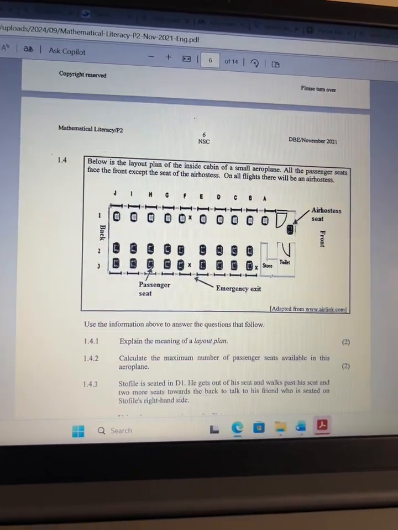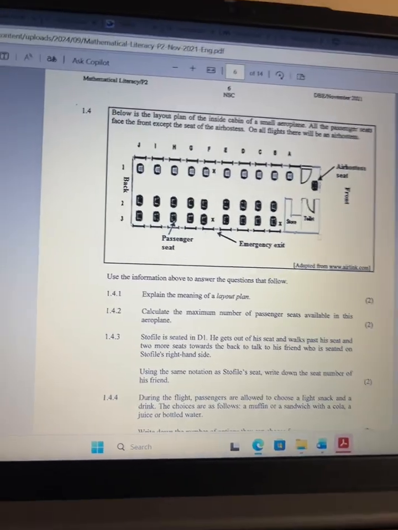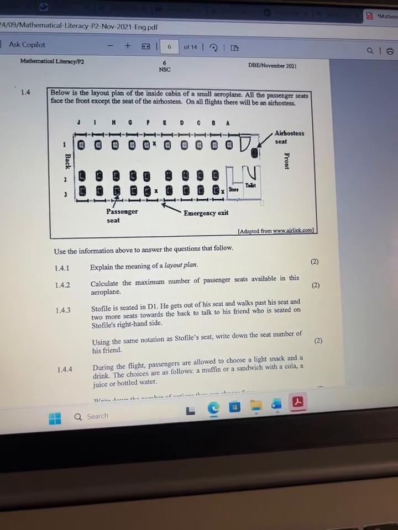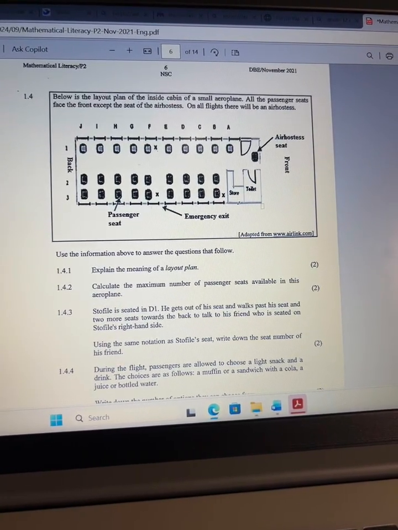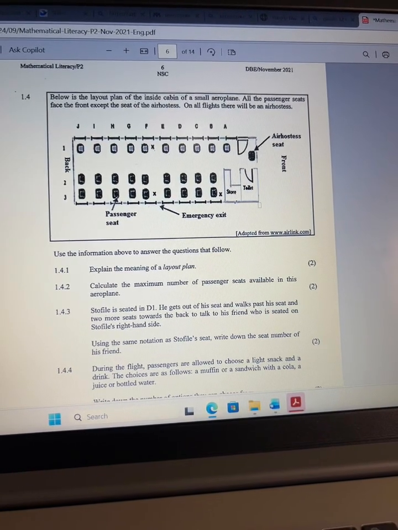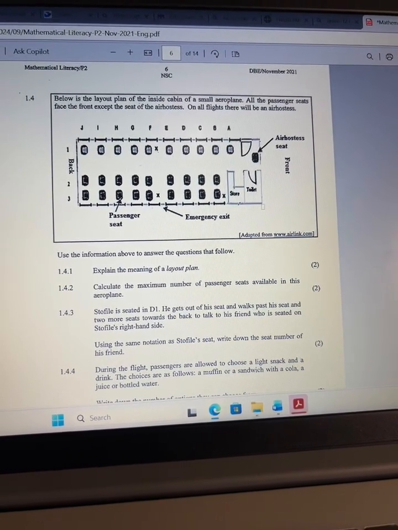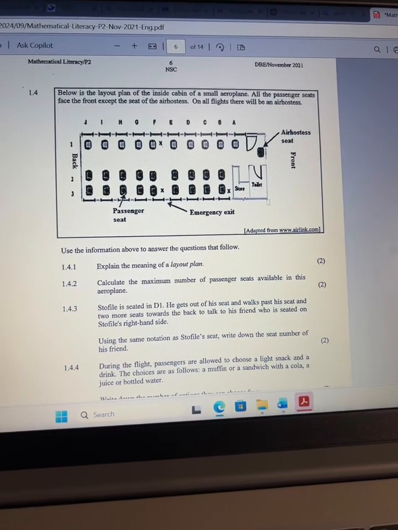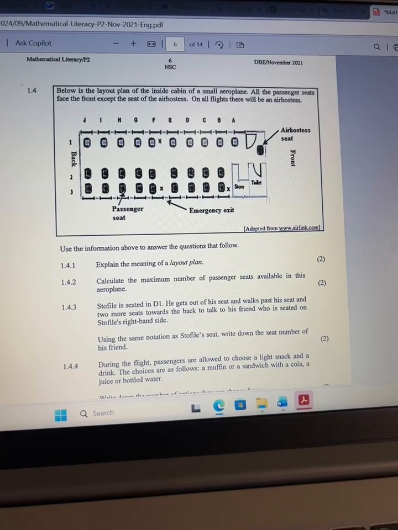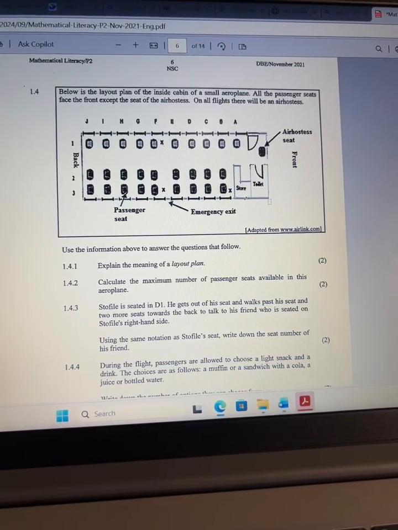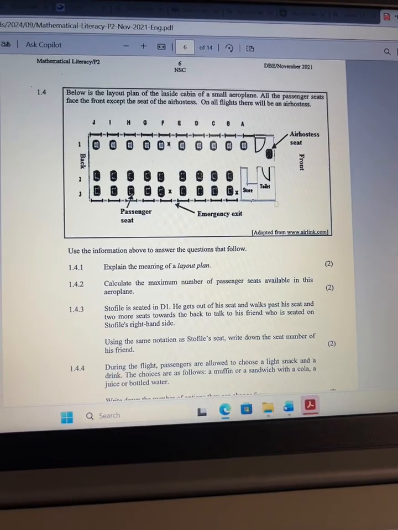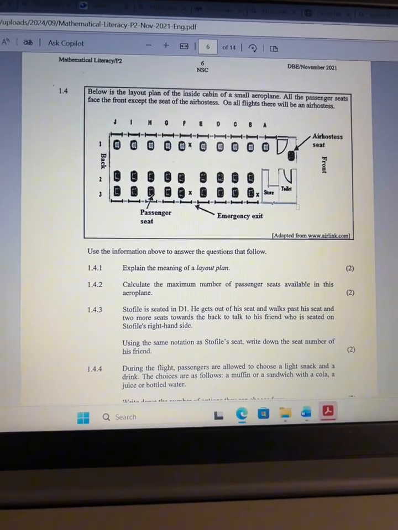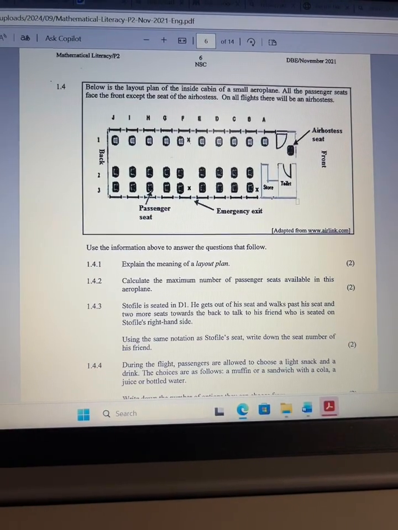So let's proceed. Let's go to 1.4. We are given below the layout plan of the inside cabin of a small aeroplane. All the passenger seats face the front except the seat of the air hostess. On all flights, there will be an air hostess. They showed us the letters A, B, C, D, E, F, G, up until J. Then they showed us the air hostess seat, which they said will be looking to the front, not looking in the other direction as the other people inside.